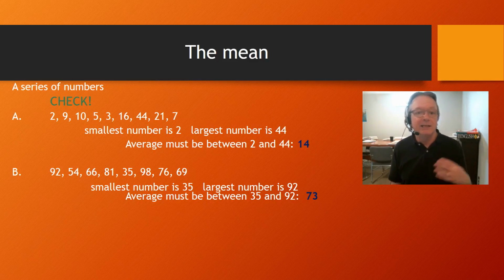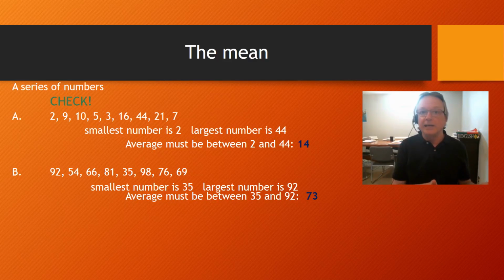So the second set of numbers or series of numbers, the smallest number was 35, the largest was 92, and our average was 73. So again, we can see that we've fallen in between the smallest and largest numbers. So at least on that score, we are okay.